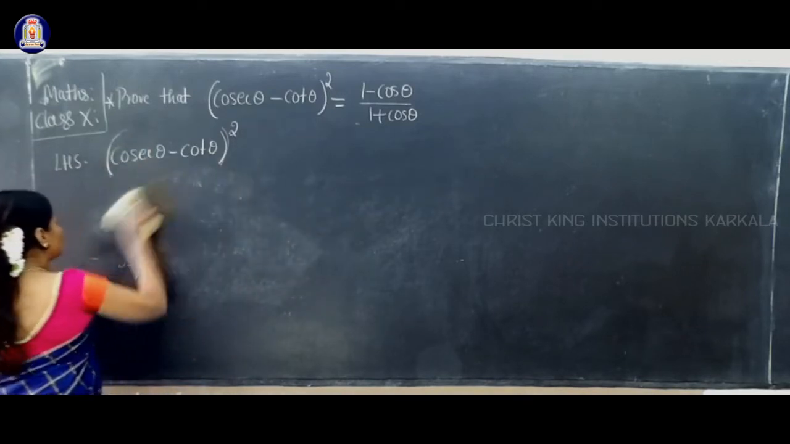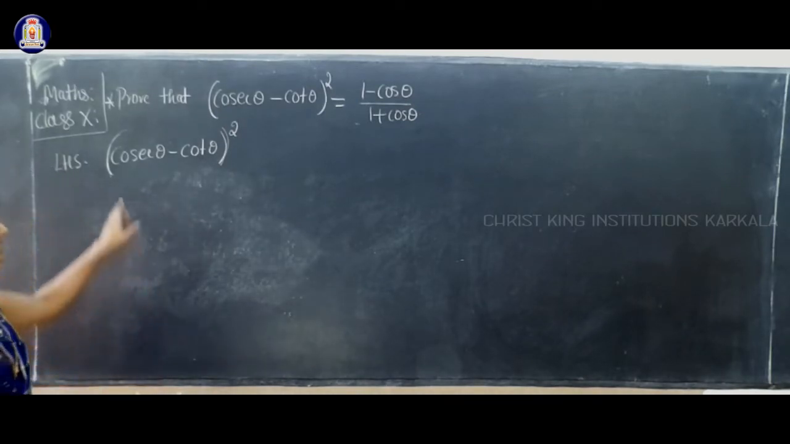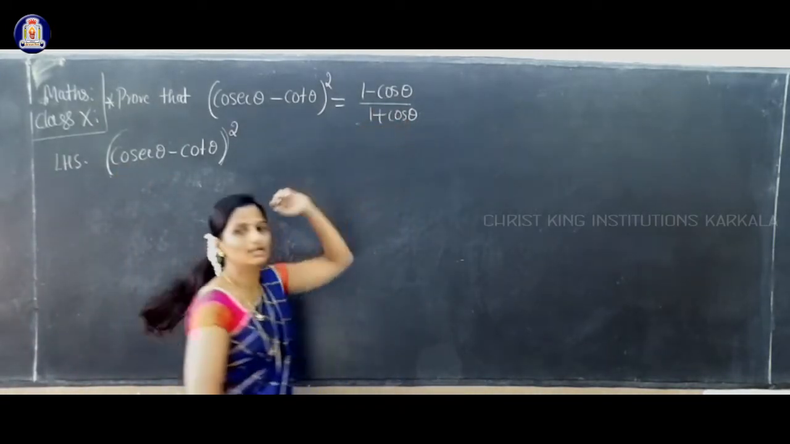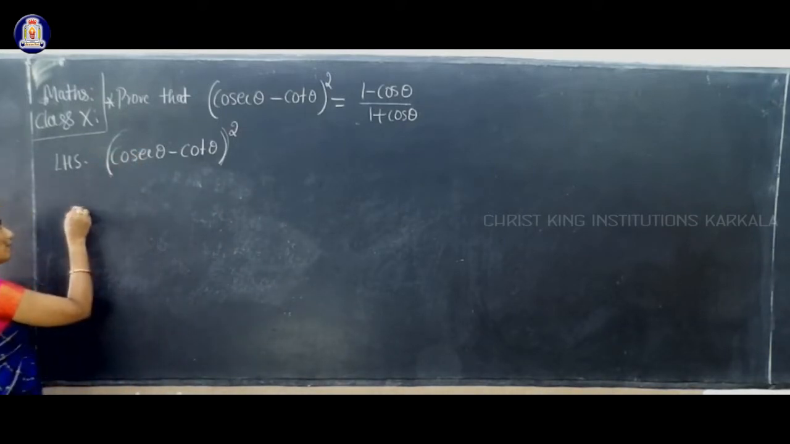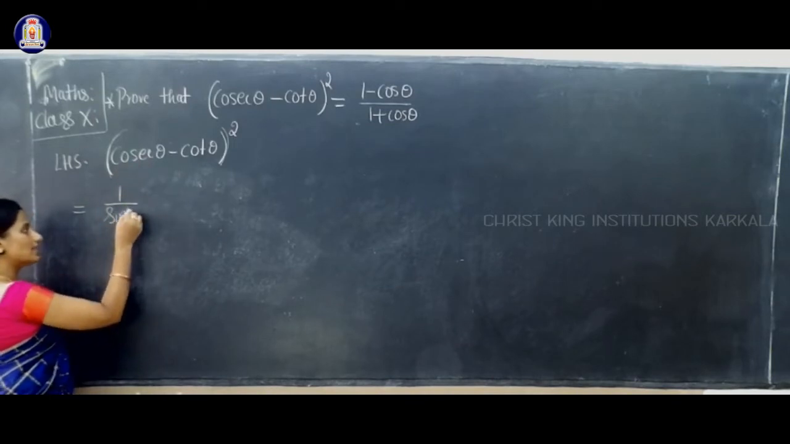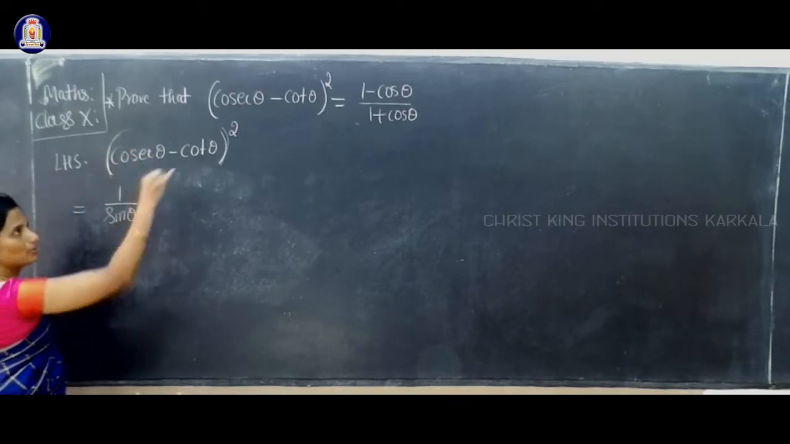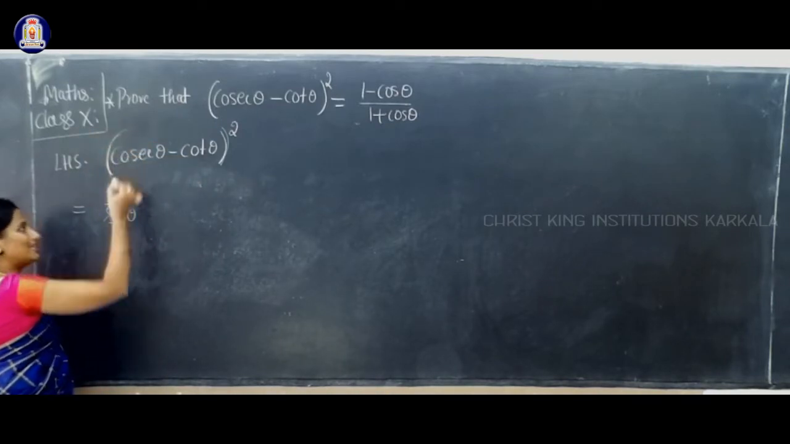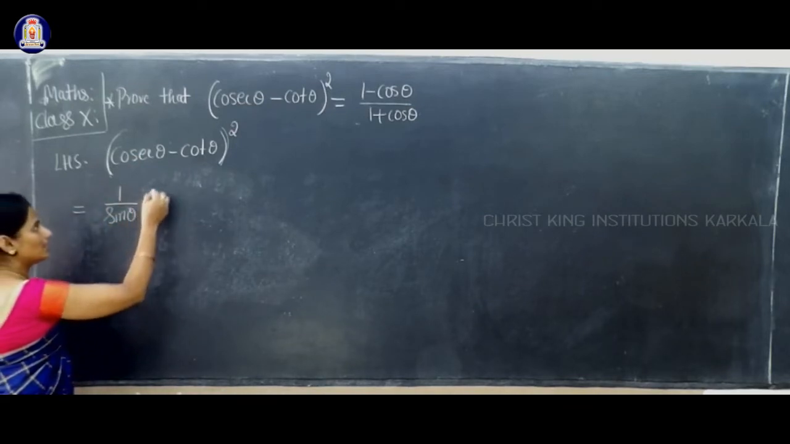Then which is possible here? One more method. What I need in the answer is cos and cos, right? So change this cosecant and cot in terms of sin and cos. What is your formula of cosecant theta? Cosecant theta is 1 by sin theta, because I need to divide. So that's why I am using the definition of cosecant theta. Cosecant theta is 1 by sin theta minus cot theta.